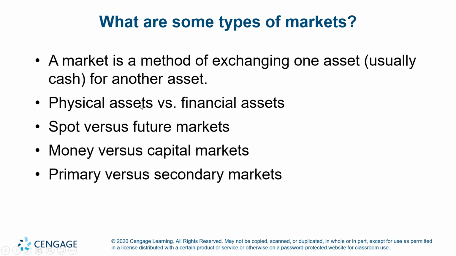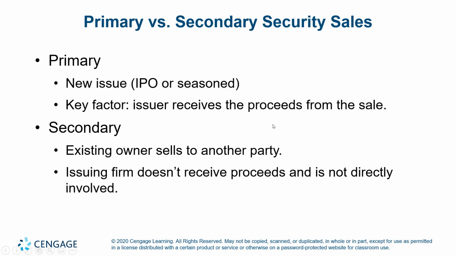Physical assets are the market for physical assets, and financial assets are things like stocks. Spot versus futures are where securities are being traded, and futures markets are kind of in derivatives, but the price of an asset depends on the underlying security's price. So an option is a kind of derivative market, right? The price of an option depends on the price of a stock. So there are different types of markets.